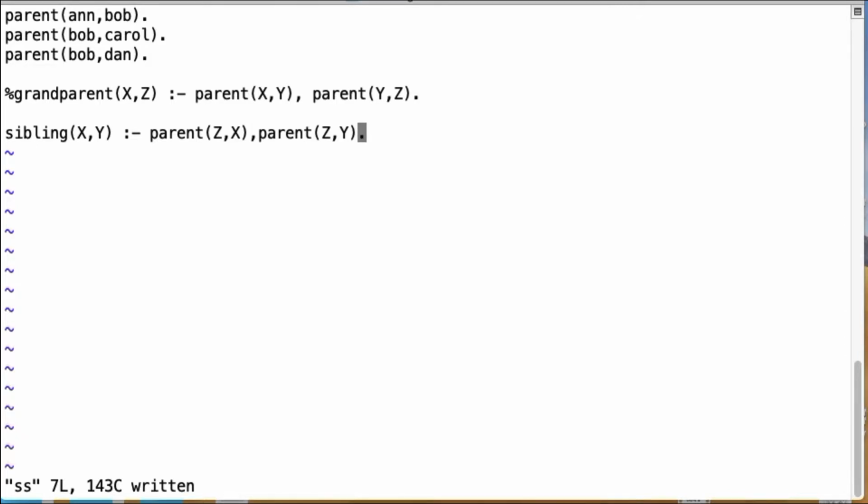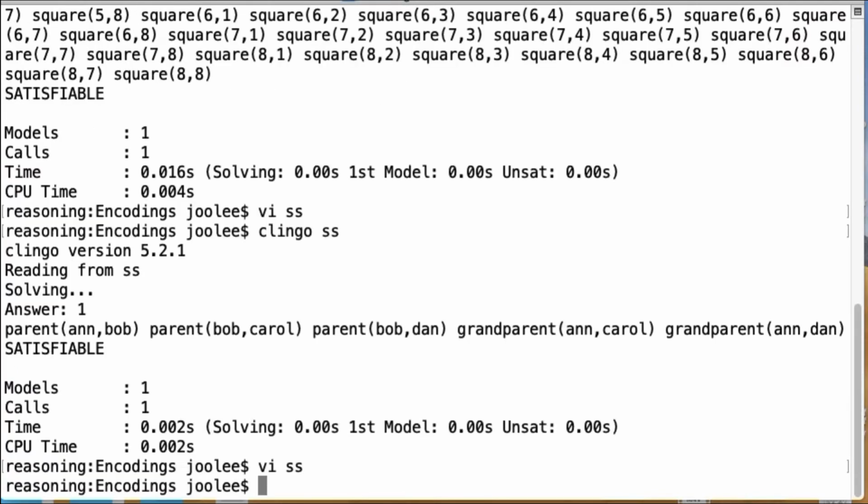Oscar, are you done? Yeah. Okay, good. So the idea is, this is interesting, he used the same variable Z to say that X and Y have common parents. Of course, siblings have common parents, right? So this almost works. Almost. Okay, let's see what is going on. One nice thing about Clingo is you can actually run it to check whether this makes sense.